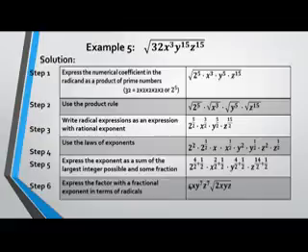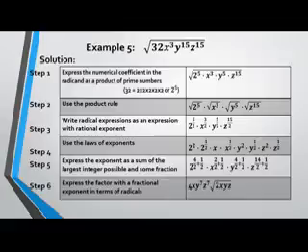Our step 4 is to use the laws of exponent. So this will become 2 raised to the power of 2 times 2 raised to the power of 1 half times x raised to the power of 1 half times y squared times y raised to the power of 1 half times z squared times z raised to the power of 1 half. So step 5: express the exponent as the sum of the largest integer possible and some fraction divisible by its index. So this will become 2 raised to the power of 4 over 2 plus 1 half times x raised to the power of 2 over 2 plus 1 half times y raised to the power of 4 over 2 plus 1 half times z raised to the power of 14 over 2 plus 1 half.